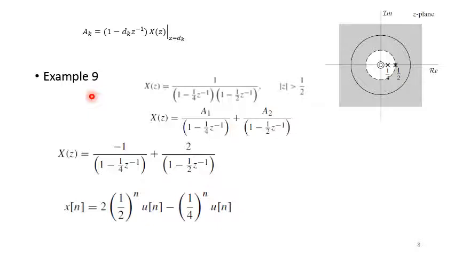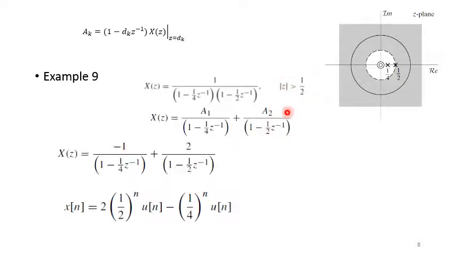To find the inverse Z-transform of this signal, because it is not expressed in simpler terms, it is very difficult to find the inverse Z-transform directly. So to make things simple, let's use the partial fraction expansion that we talked about in the previous slides to express it in simpler form. We write X of z equals A1 over 1 minus 1/4 z inverse plus A2 over 1 minus 1/2 z inverse, right?